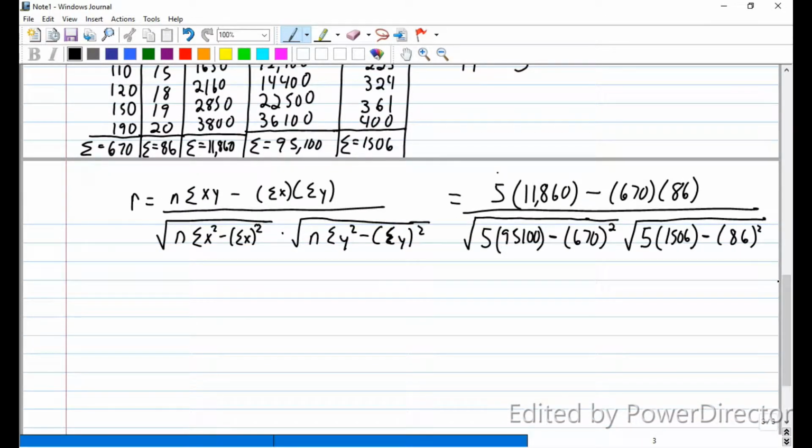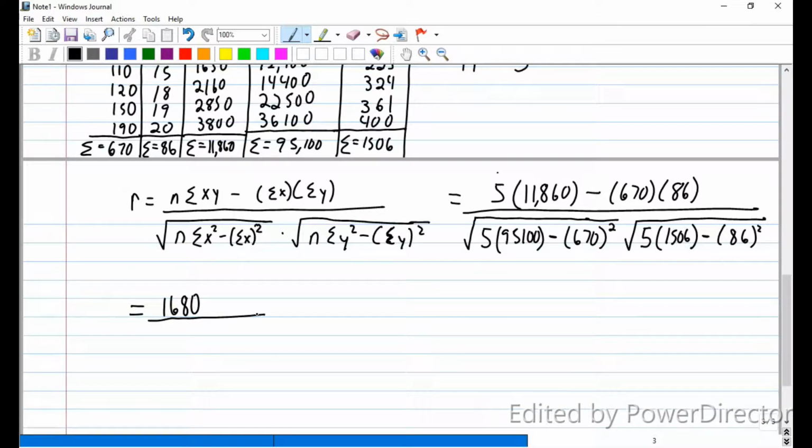Alright, so what I would suggest doing is, I wouldn't try to punch all this in at once. I'd work out the numerator and figure out what that number is and write it down. So that's what I'm going to do first. Make sure that you understand how to punch this in your calculator and you get the same answer as I do. Alright, so when I worked out the numerator, I got 1,680. Anybody get that? Okay.